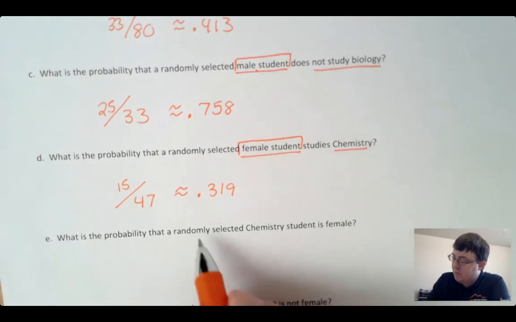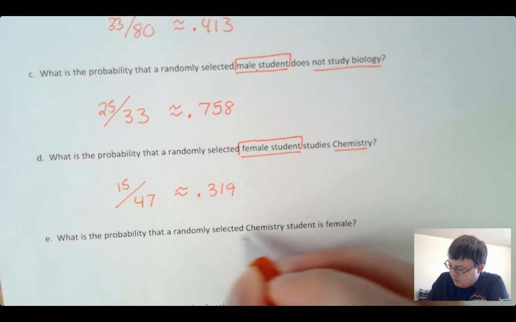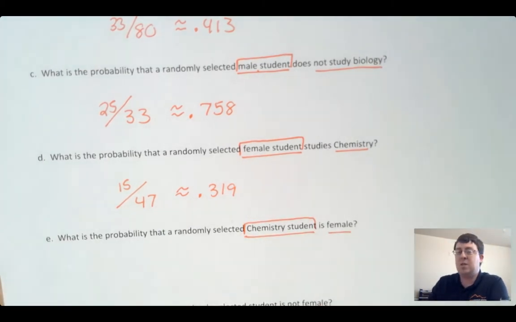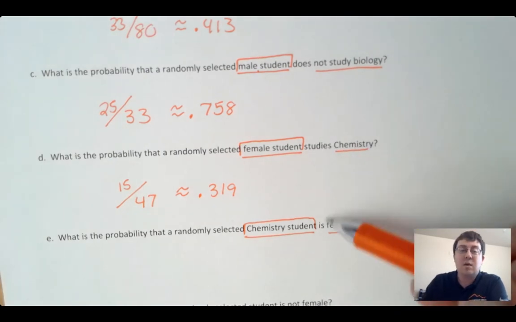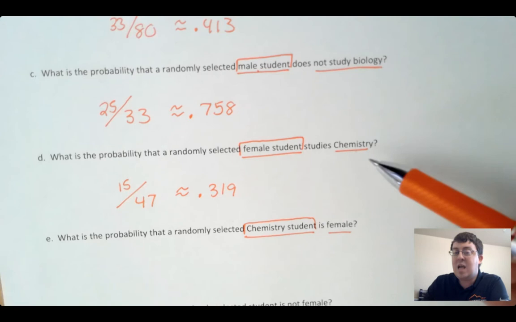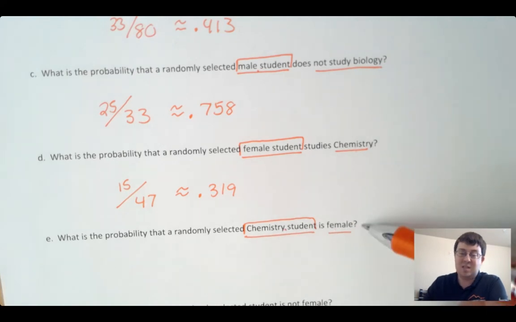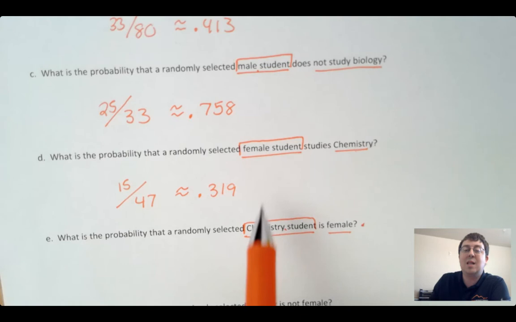Last two, what's the probability that a randomly selected chemistry student, so I want to select from the chemistry students, and I want to know that what's their female. These sound similar. Female student studying chemistry, chemistry student that's female. These are not going to be the same probability. I know it's kind of weird, but the order matters of who I'm selecting from.